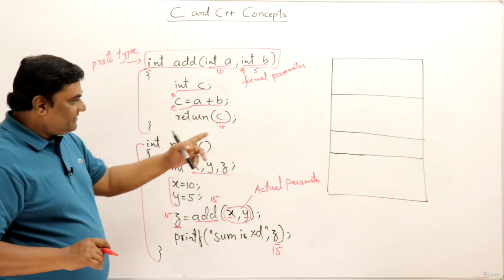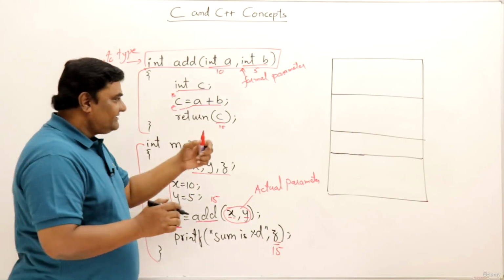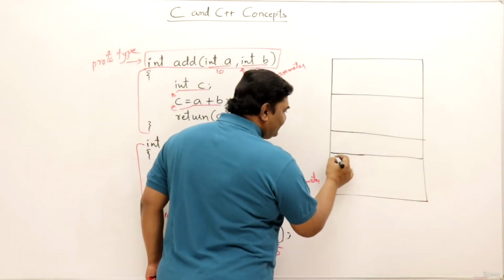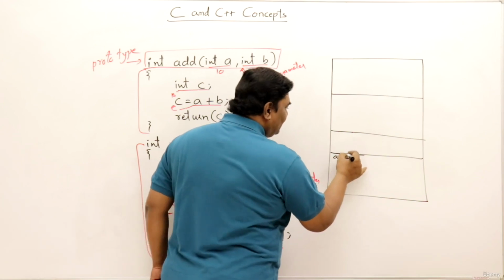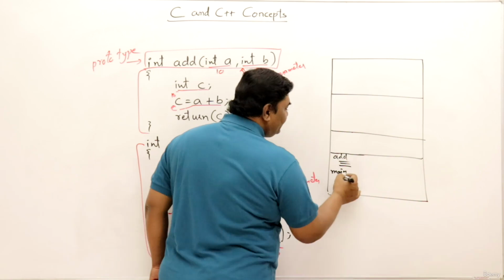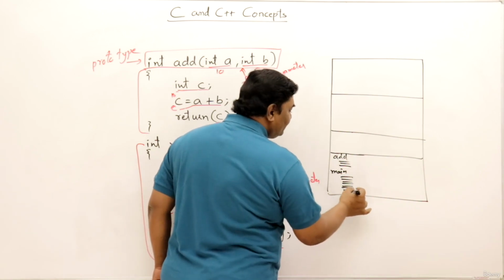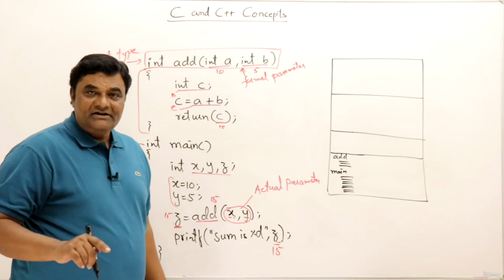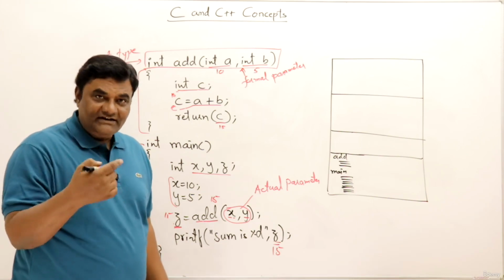Now let us see how it works inside the main memory. Inside the main memory, this is the code section area. Inside the code section, this is the function add, and this is the machine code of that add function, and this is the main function. This is the machine code of the main function, right? So let us see in detail how the program works and how the functions are utilized.